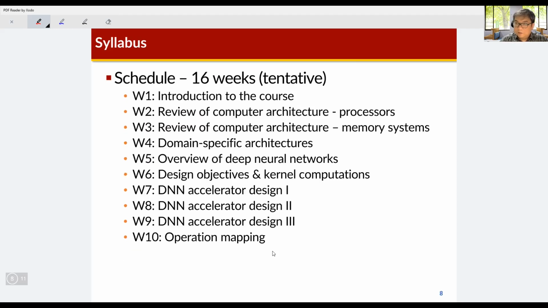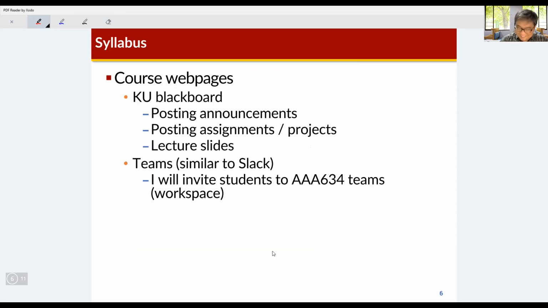If you have a question, you can email me. I will make this workspace for this AAA 634, and I will also invite the students enrolled in this course to this workspace. Then you can use these Teams. Okay.